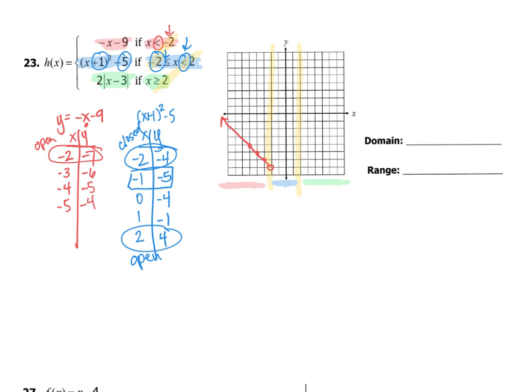So we're at -2, -4, closed, and then we're at -1, -5. We went down to the vertex, then 0, -4, back up, 1, -1 is here, and then at 2 and +4, open circle. So it's just that piece of the parabola from -2 to +2.